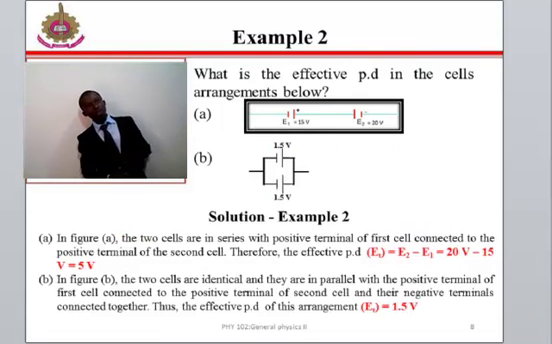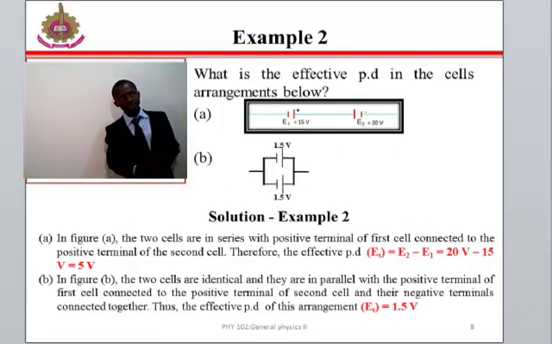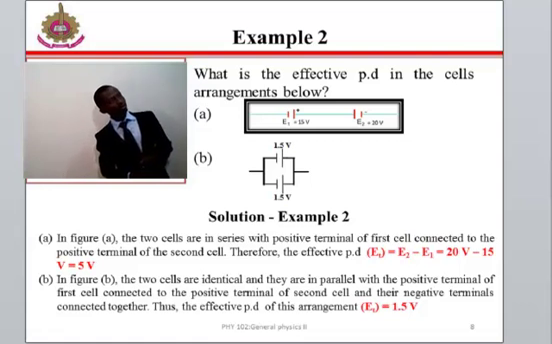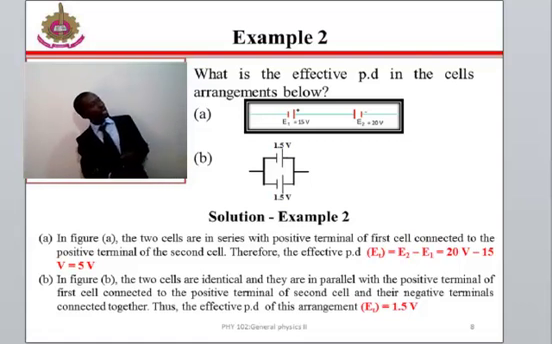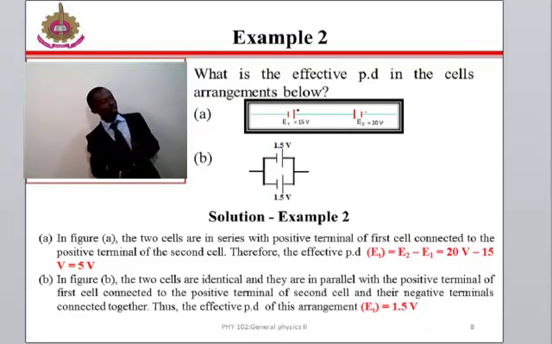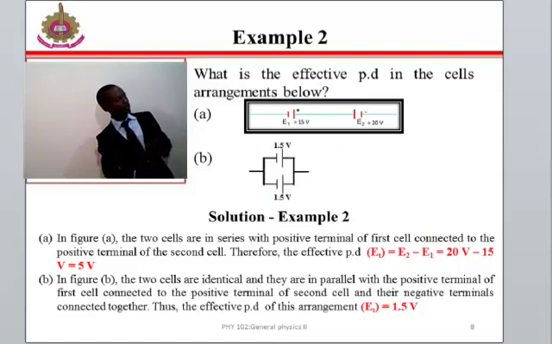Now, let us solve questions on series and parallel arrangements of cells. Example 2. What is the effective potential difference in the cell arrangements shown in figures A and B? Solution. In figure A, the two cells are in series with the positive terminal of the first cell connected to the positive terminal of the second cell. Therefore, the effective potential difference E_T equals the difference between the EMFs of the two cells, which is E2 minus E1, which is equal to 20 volts minus 15 volts, which is equal to 5 volts.